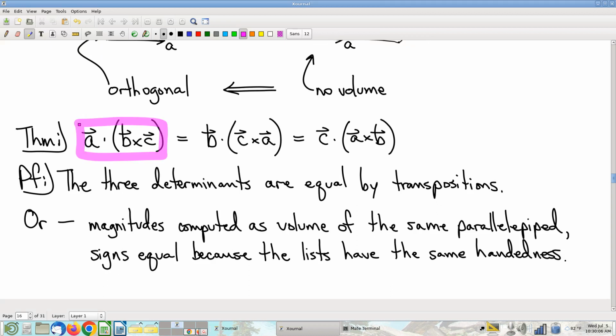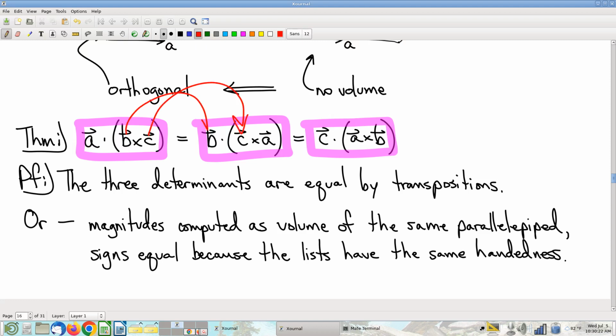Triple products cycle. In other words, if you move the third vector into the second position, the second vector into the first position, and the first vector into the third position, if you cycle a list of vectors, the triple product is unchanged.